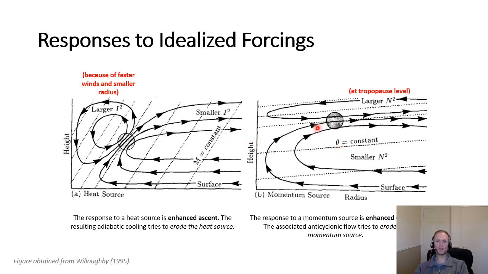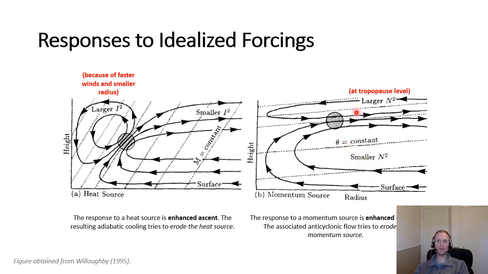Here, for our momentum source, we have outflow through that, and there is a weak tilt to that circulation. But what we see here from the packing of the dotted lines for the isentropes is that we have greater packing here near the tropopause, so we have higher static stability, larger N squared, and then at lower levels we have greater spacing between the isentropes and thus a reduced static stability.